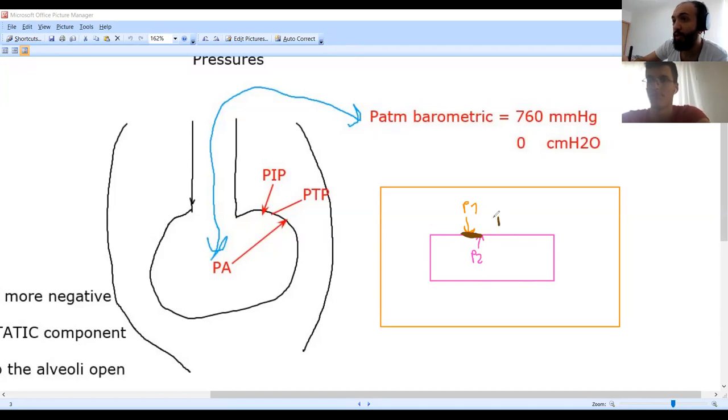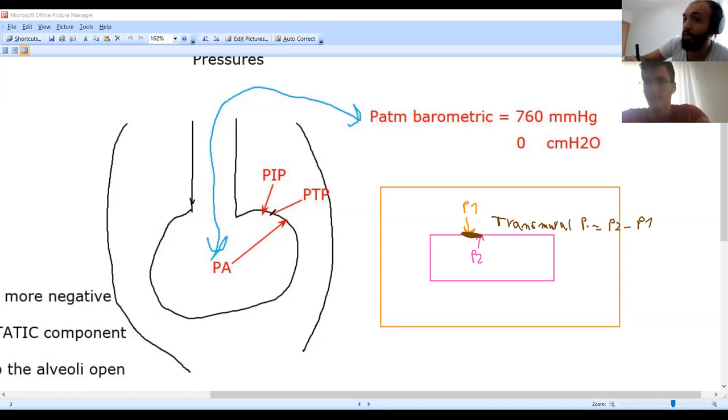It's called transmural pressure. So the transmural pressure is the pressure across the wall. You understand? And how do I calculate this transmural pressure? It's the pressure inside minus the pressure outside. So it's exactly the P2 minus P1, in this case. You understand?